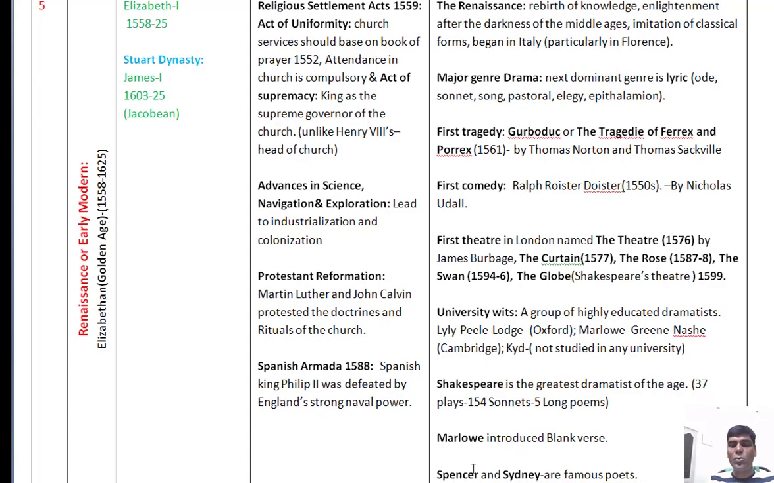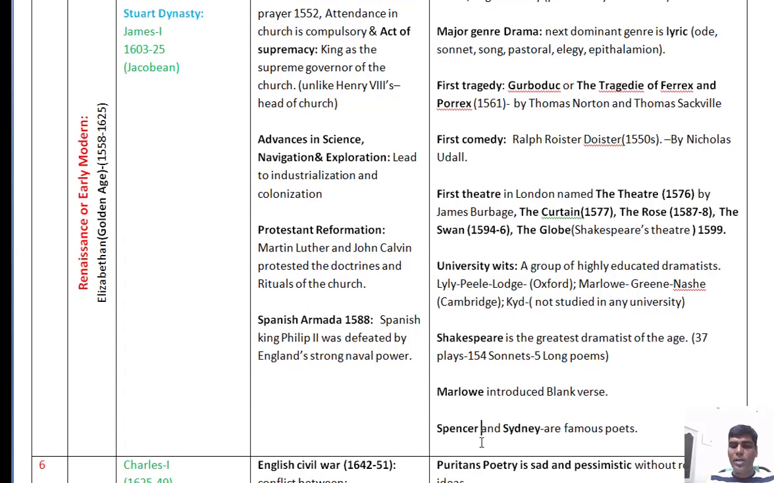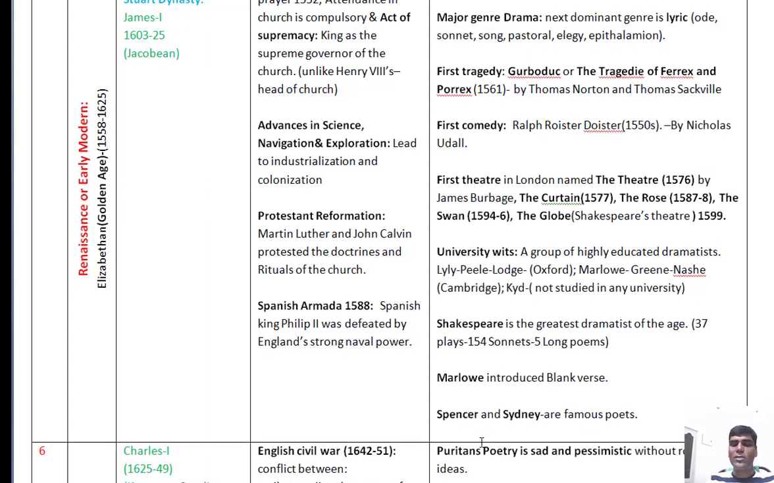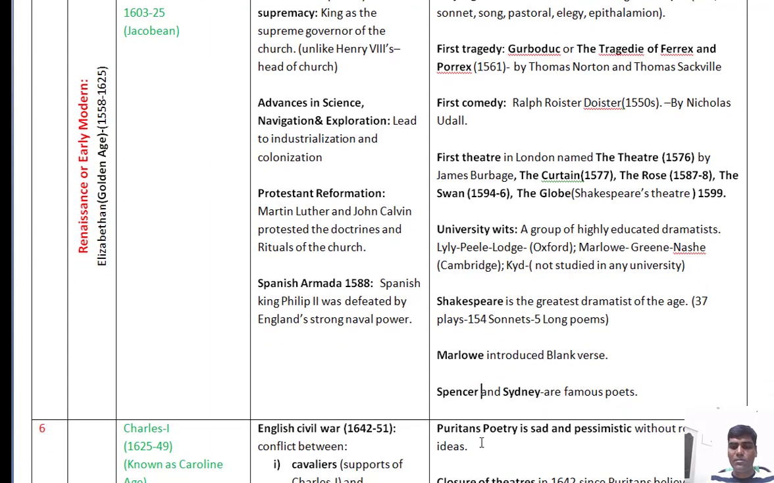And there are two other important persons, Spenser and Sidney. These two are very famous poets, and as you all know, Spenser is the one who wrote The Faerie Queene, a very important long epic poem. Actually, he wanted to write it in 24 books, but he finished only 6 books. Three in 1590 and the other 3 in 1596.